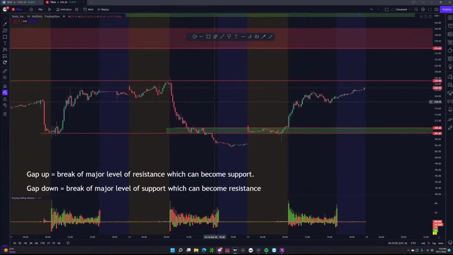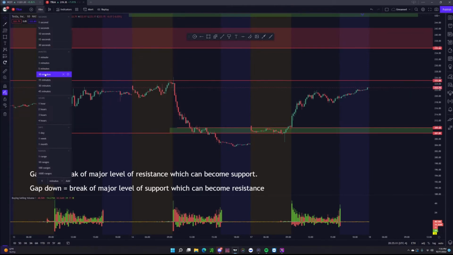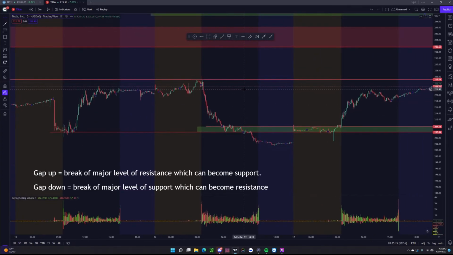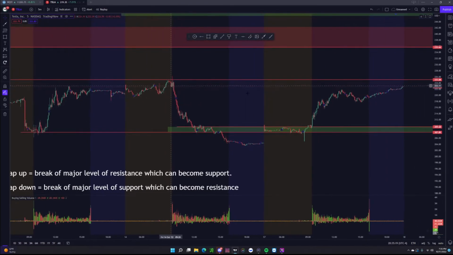If I go to a 10-minute, I might be able to find one. Maybe right there, but that's just one candlestick. Maybe the 5-minute, right? The 5-minute might help me out. You can see that there's a little surplus of buy and sell orders here.